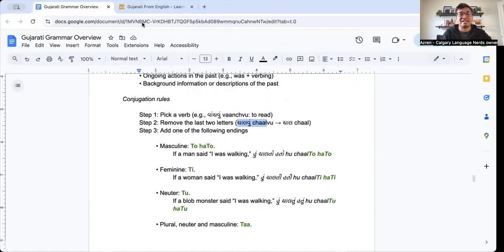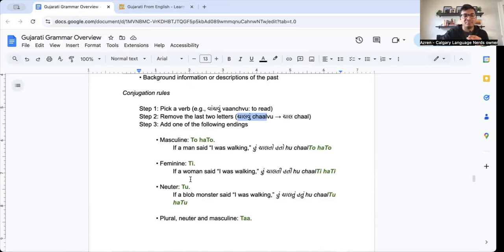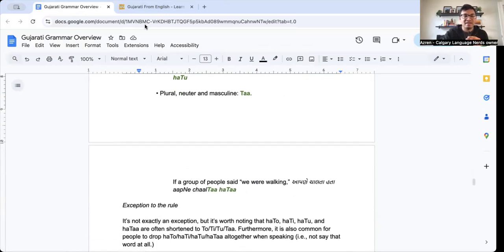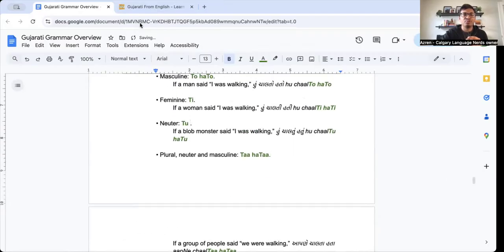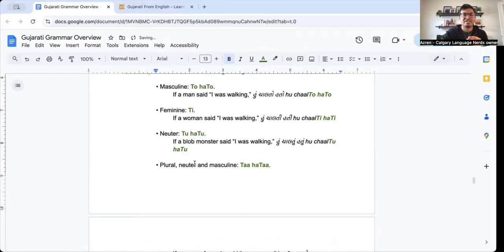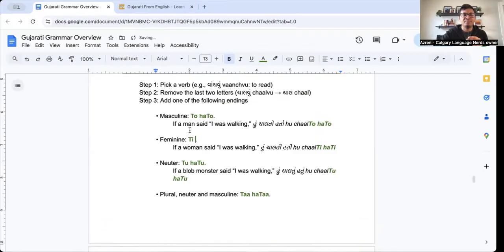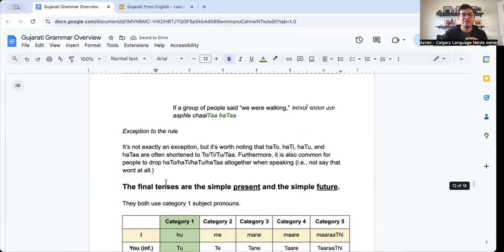plural neuter and masculine, it's chalta hatta. I can already see here I had a typo when I made this a couple years ago. So we're missing, we need chalta and hatta, you kind of need both, right? Chalta hatta. Here we have chaltu hattu. Here we're going to have chalti hatti. Chalto hatto we already have, so that's already done.